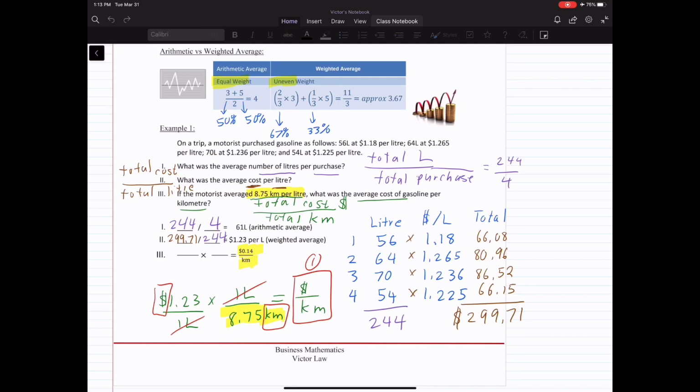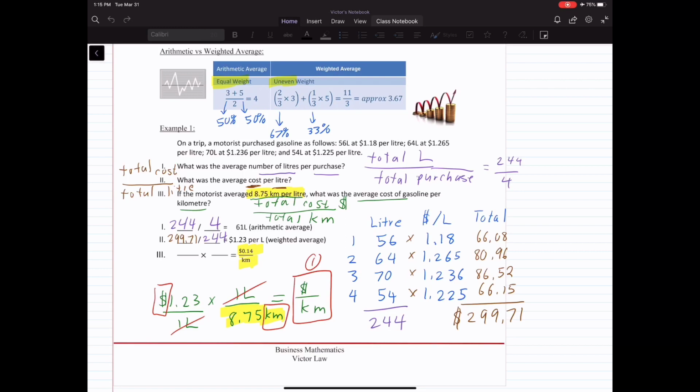Part 3, if the motorist averaged 8.75 kilometer per liter, what was the average cost of gasoline per kilometer? And in this question, what we're asked to calculate is the average cost of gasoline per kilometer. So we're solving for average cost per kilometer. So we're looking for dollar over kilometer. So we're going to use the number 8.75 kilometer per liter. And we're going to use the value that we calculated in part 2, the $1.23 per liter. We're going to use those two numbers to help us calculate the answer in part 3.